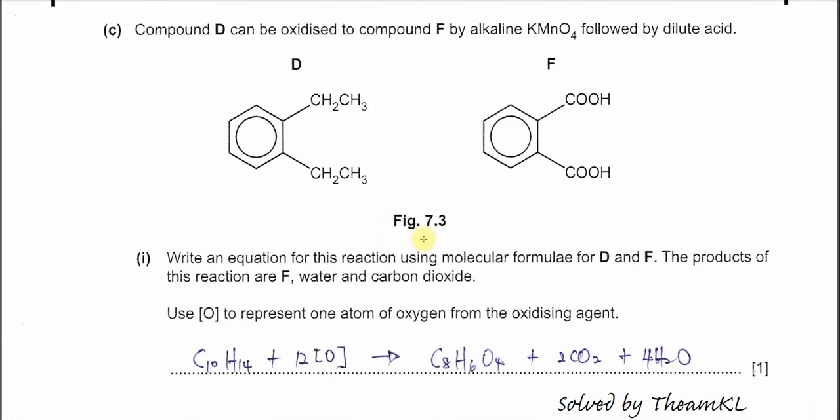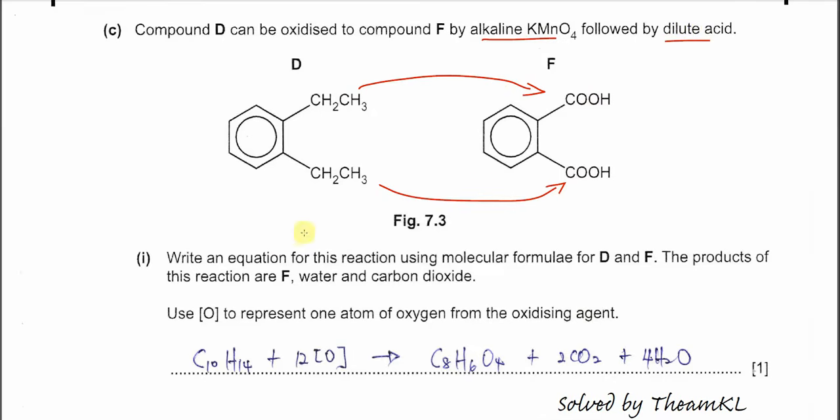Okay, part C. Compound D can be oxidized to form compound F. This one, the ethyl group now is oxidized to the COOH. So then we should use this oxidizing agent, which is the alkaline KMnO4, and after that followed by the dilute acid, because we want to form back the COOH there. You need to undergo acidification.